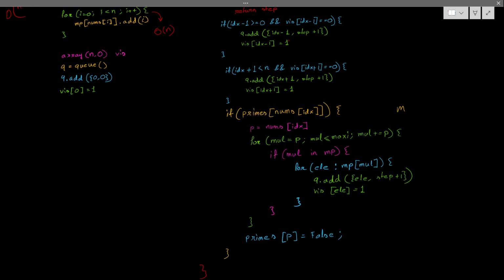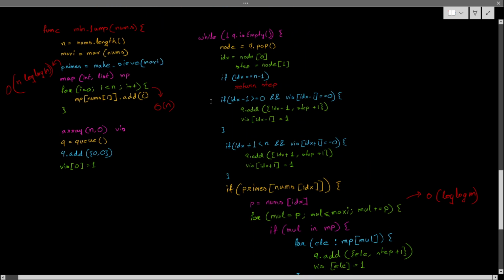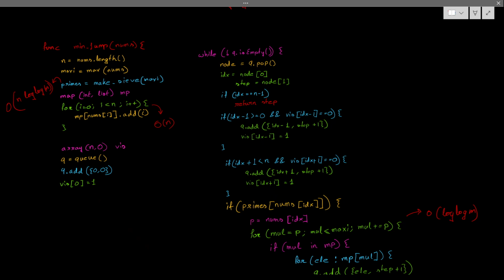So it is nothing but log of log n. Okay, and how many times does this while loop occur? So we know we are iterating each and every node, right? Only the node. Even though it's V plus E, here I'm actually iterating and visiting each and every node. That's all. This is also big O of n.